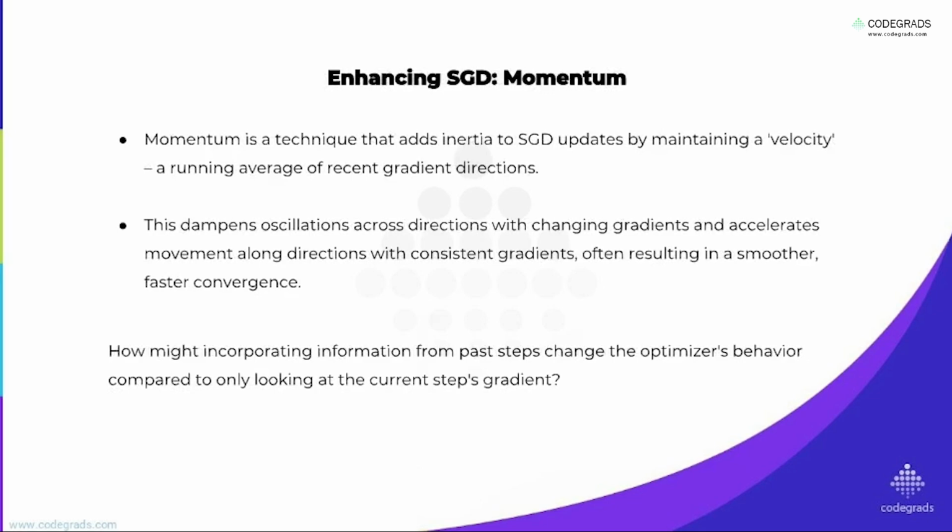Momentum enhances SGD performance by adding inertia to parameter updates via a velocity term, a running average of recent gradient directions. This dampens oscillations where gradients change sign and accelerates movement where gradients are consistent. Incorporating past step information via velocity significantly alters optimizer behavior, allowing it to build speed, navigate flat regions, and roll through minor local minima, often leading to smoother, faster convergence.